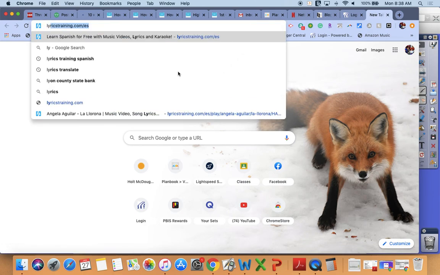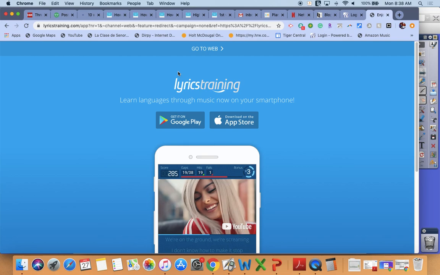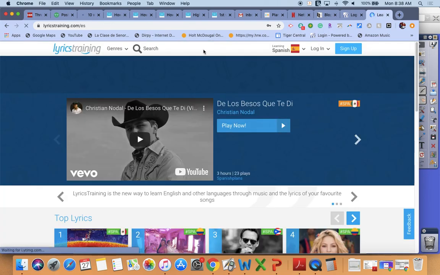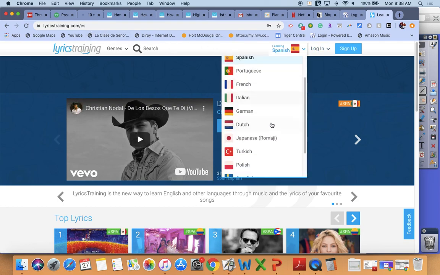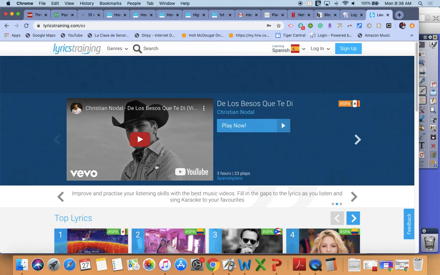So there's a fun app. It's an app if you guys are juniors, so you can download it. Lyrics Training is the app. Or you can just do it on Google Chrome as well. If you love music, if you love singing, if you love Spanish, this is the website for you to go to. We can do this together. Any language, you can change your language. All of these languages have music videos, and you can pick one.